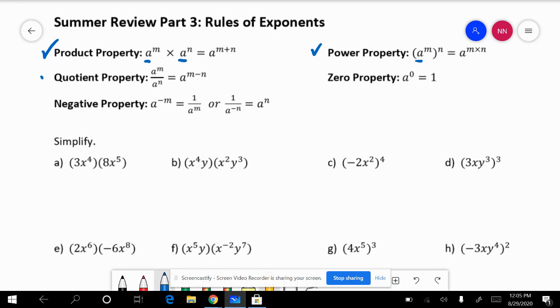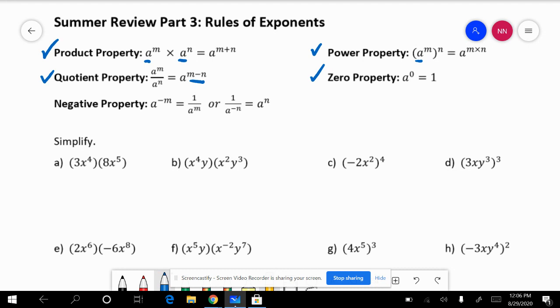The third one is the quotient property. When we divide common bases, we subtract the exponents. The fourth one is the zero property. Anything to a power of 0 is 1.